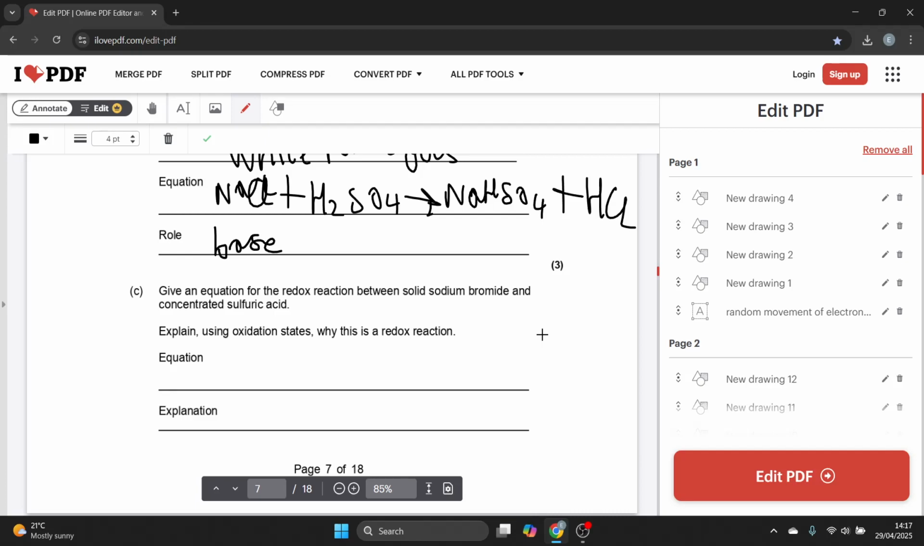Give the equation for the redox reaction between solid sodium bromide and concentrated sulfuric acid. Explain, using oxidation states, why this is a redox reaction. Again, this is an equation you need to know.